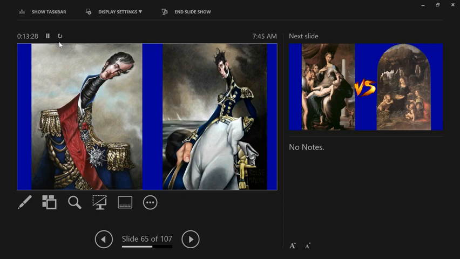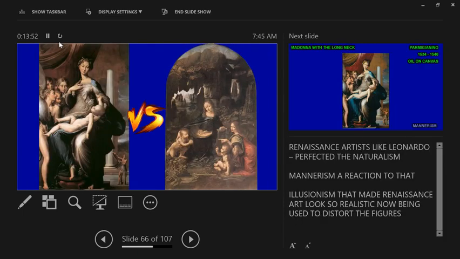And I just realized when I was talking to my other class that the line on this guy looks a lot like the line on the Madonna with the long neck. I didn't consciously make that decision, but it could have been in my mind, because I just love that line that goes across like that.